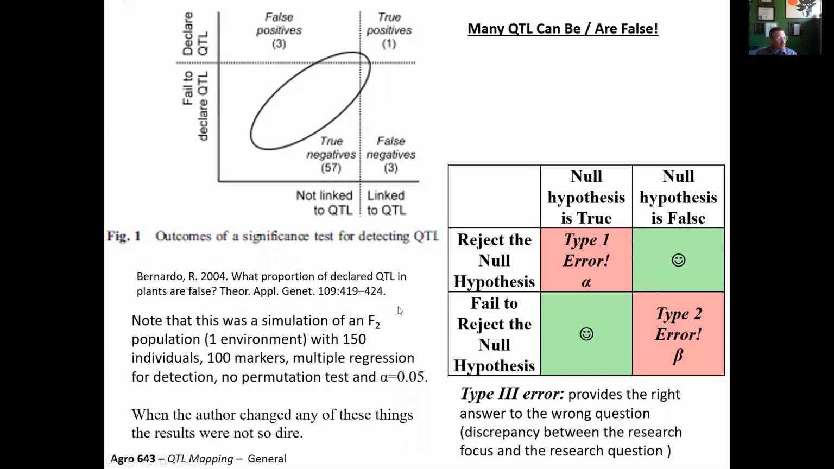There are ways to minimize this, but this is a simulation study by the famous Rex Bernardo that he did back in 2004. And we can see this horrible ratio here where there's only one true positive and 57 true negatives. That means there is no QTL, and he didn't find a QTL. Here there is a QTL and he found it, but then there are 3 false positives. There's no QTL, but yet you find one, and 3 false negatives. There is a QTL, but you don't find one. And so this is actually quite common.